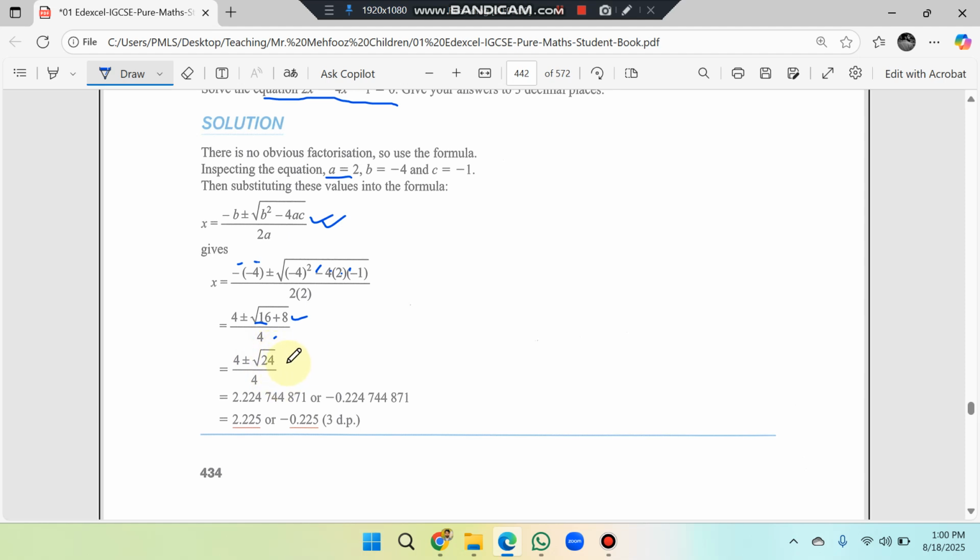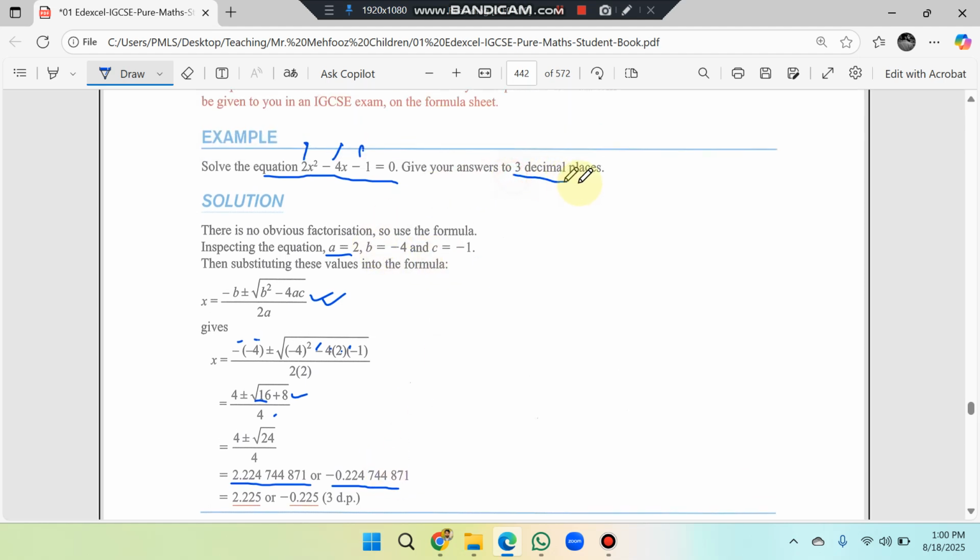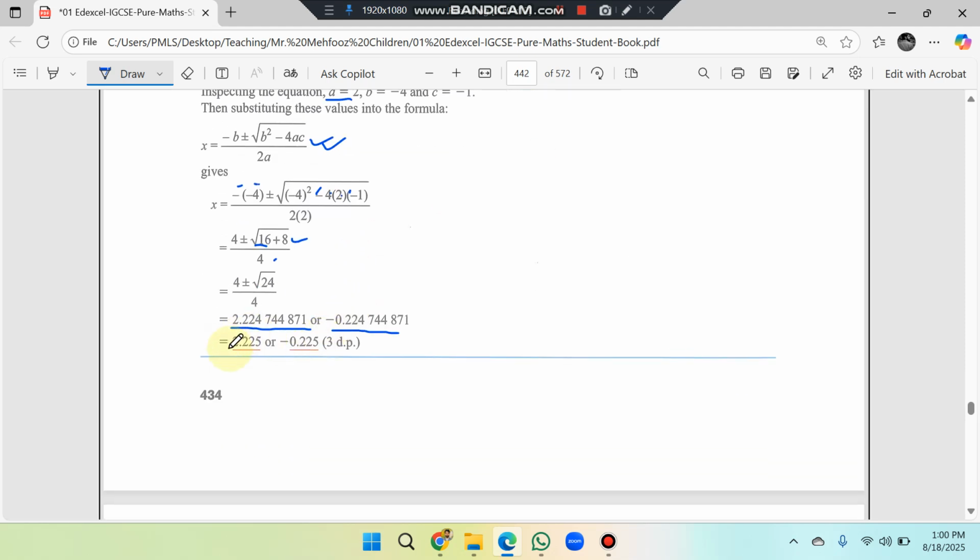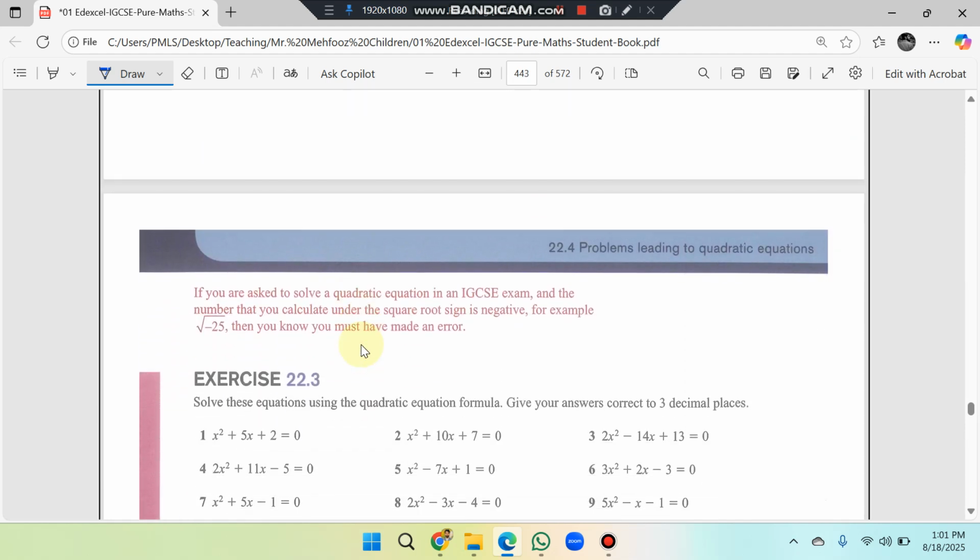So when we use the calculator, we have these two terms: 2.2247444871, this is your one solution, and the next solution is −0.2247444871, right? Because he is asking in the question for up to three decimal places, 2.225 is your first solution, and the second one is −0.225 up to three decimal places. This is your solved example.